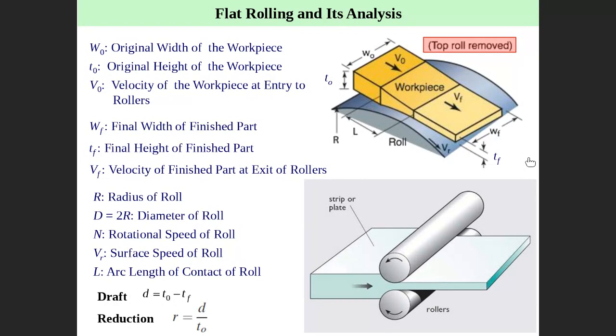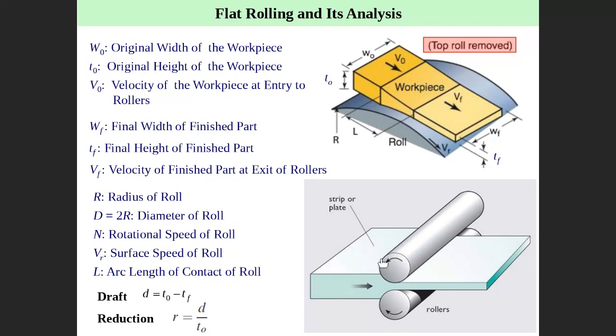We are in rolling. So today we talk about flat rolling and its analysis. Rolling is squeezing the workpiece material between two rotating rollers, one rotating up, one rotating down. You're feeding the material and squeezing it, applying compression here. Then you reduce the section, the thickness, as you can see here. So this is the rolling process.